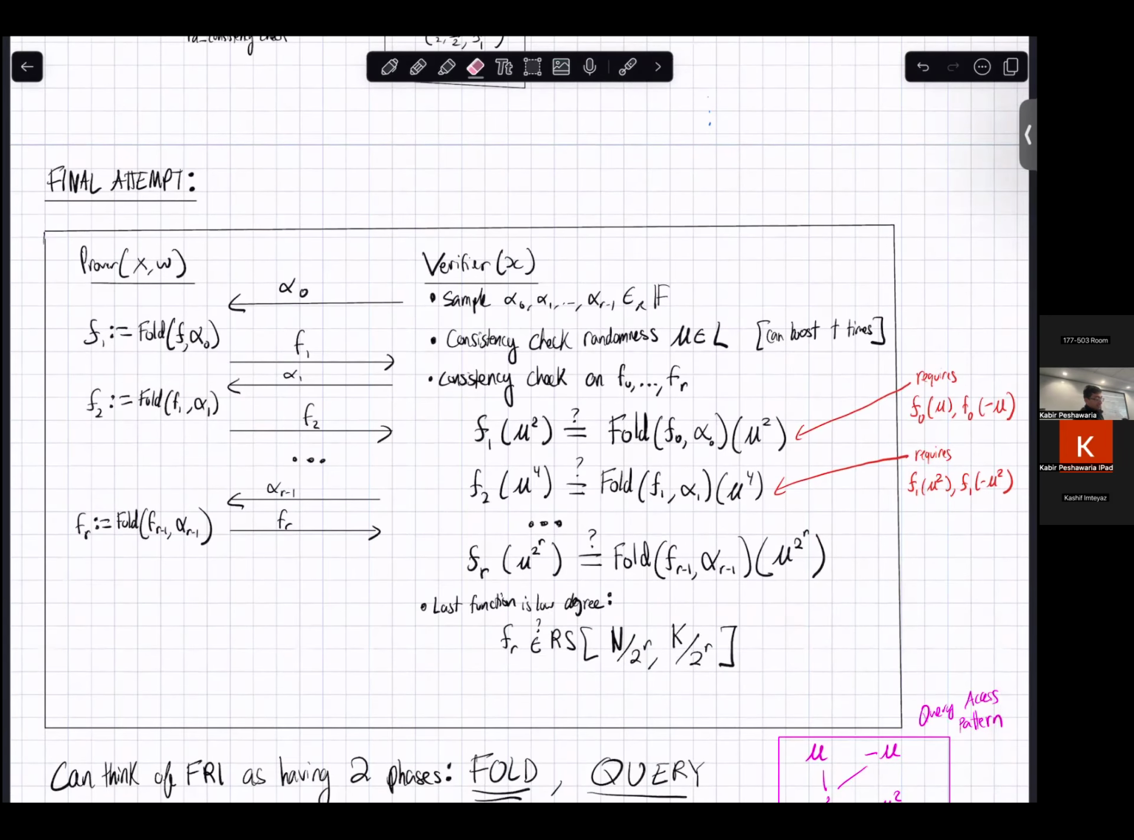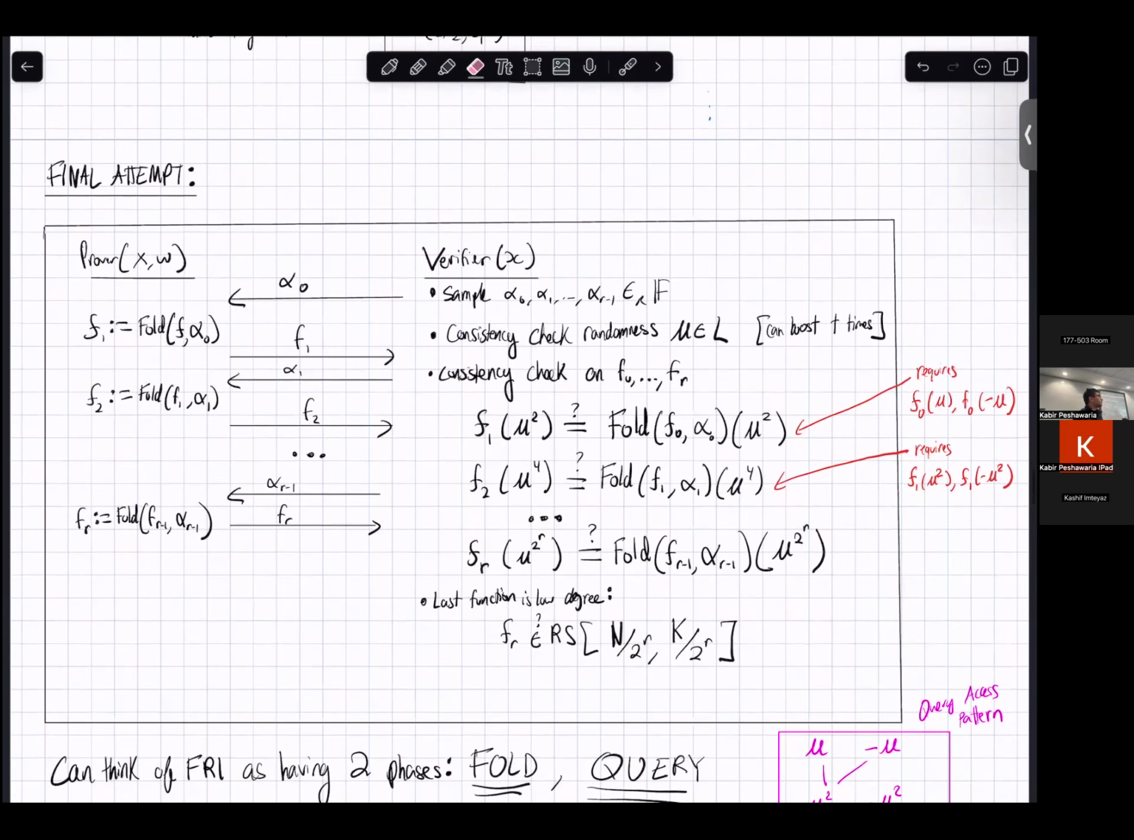that actually what you want to do for soundness is you want to send alpha, and you keep sending alpha, and you get a new oracle. Send alpha, get a new function of smaller domain, and you keep doing that, and then at the end you can actually do all of your consistency checks all at once, right?